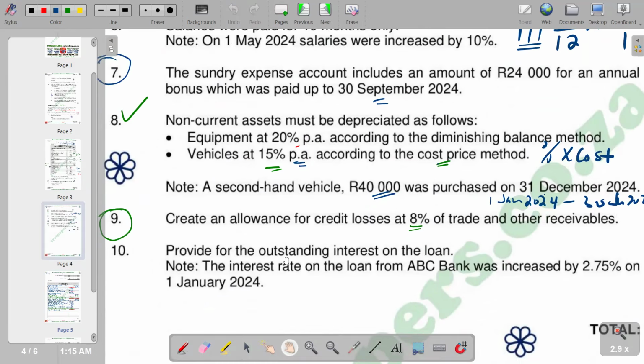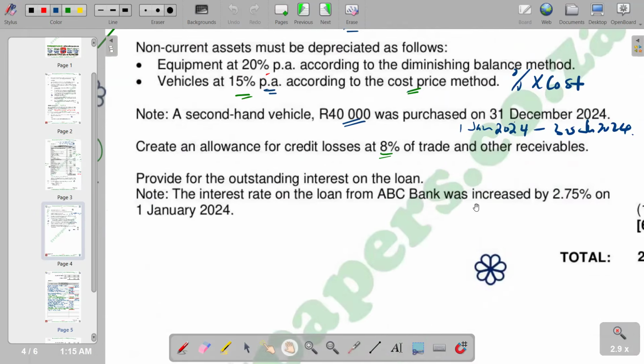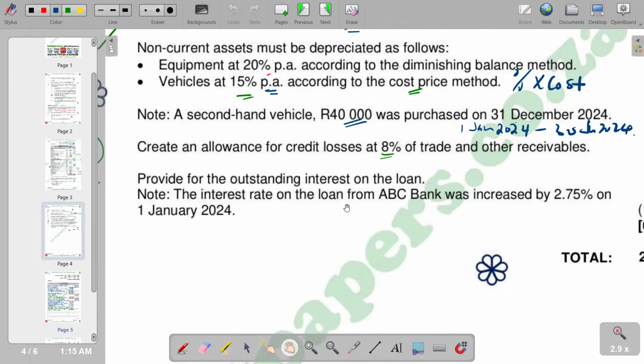Additional information number 10, provide for the outstanding interest on loan. The interest rate on the loan from ABC was increased by 2.75% on 1 January 2024. So we are going to have two periods, before the increase and after the increase. So before the increase, it was up to end of December. And then after, it was from 1 January 2024 to 30 June, which is 6 months in each period.